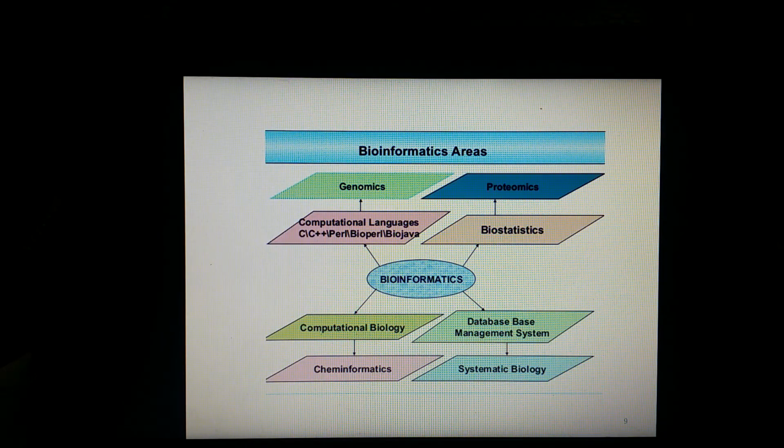So here in the diagram, bioinformatic areas are shown and how these are linked. So bioinformatics computation languages, like I have told you, Bio, Java, and C++, biostatistics, proteomics, genomics, computational biology, database management system, informatics, and systematic biology. So these are basically the bioinformatic areas, and you can see how these are all linked.